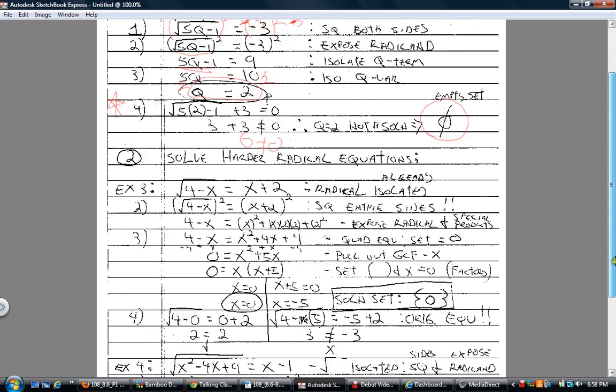Objective 2 says solving harder radical equations. So we say, okay, and here's the big thing you're going to watch for, and remember, the radical's already isolated by itself on the left hand side. You're like, no big deal, I'm going to square both sides. But when we say square both sides, you must put the parentheses around the whole entire right hand side and then square it like I've shown here. That's the big step to do this.